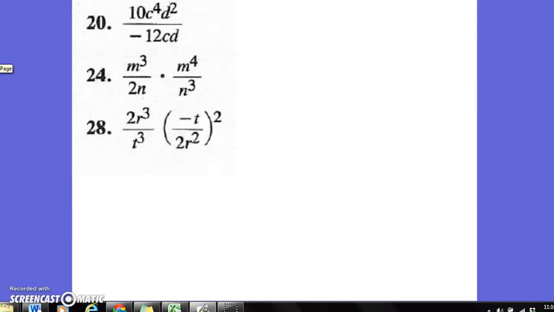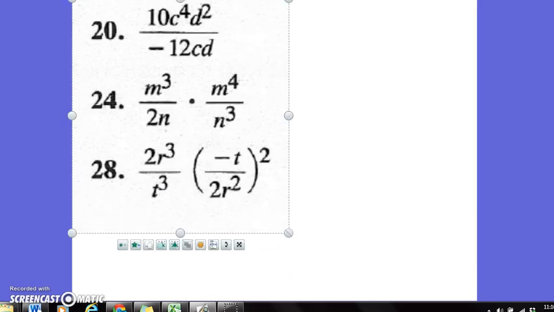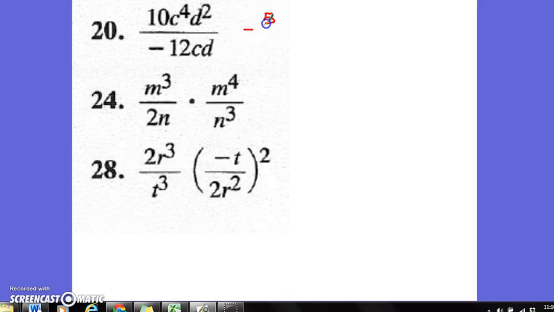Last page, last problem we're going to do on this section. Make them a little bit bigger. So here you reduce the 5 and the negative 12. It will be a negative 5 over 6. There's a 1 and a 1 here for your C and D. You subtract the 1 off, you get C to the third. You subtract the 1 off, and you get D.